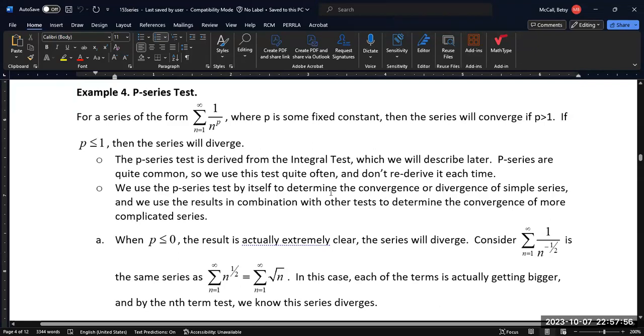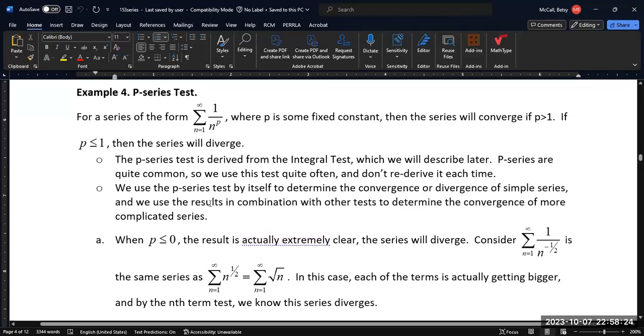Now, essentially what the p-series tells us, and again, we can prove this with the integral test, which is in the next video, is that if this p-value is 1 or smaller, then the series will diverge. But if p is bigger, strictly bigger than 1, the series will converge.